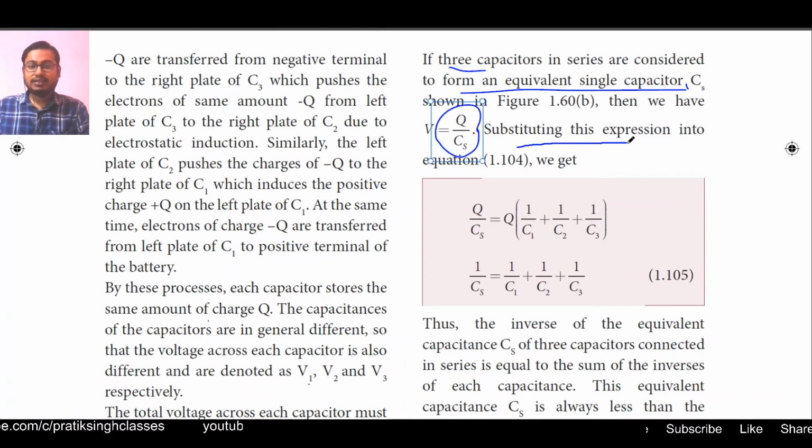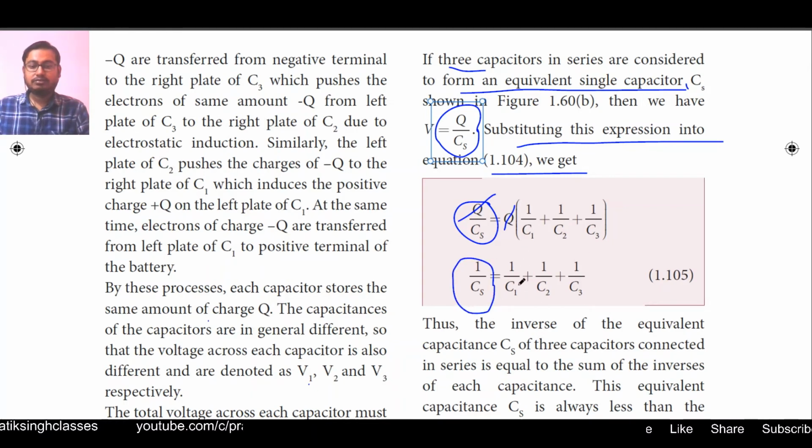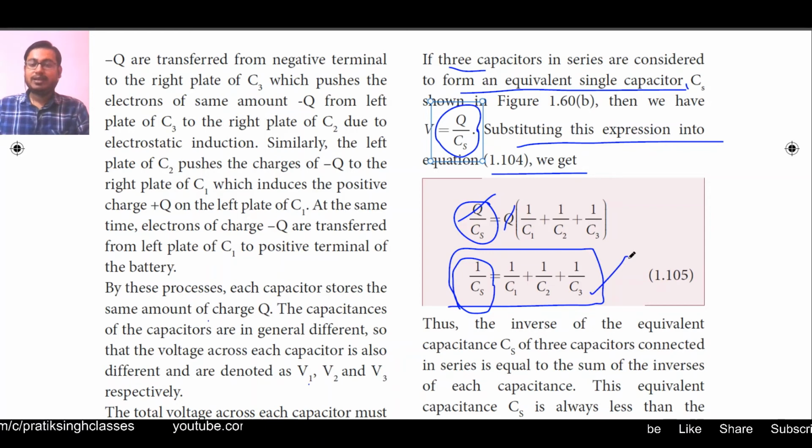Okay, substituting this expression in equation 1.104, we get Q by CS is equal to Q into 1 by C1 plus 1 by C2 plus 1 by C3. Q and Q will be cancelled out from both sides, and we will get 1 by CS is equal to 1 by C1 plus 1 by C2 plus 1 by C3. This is the equivalent capacitance of the capacitors connected in series. Here we have taken 3 capacitors, but in general you can take any number of capacitors. Suppose we have 5 capacitors C1, C2, C3, C4 and C5, then 1 by CS is equal to 1 by C1 plus 1 by C2 plus 1 by C3 up to 1 by C5.